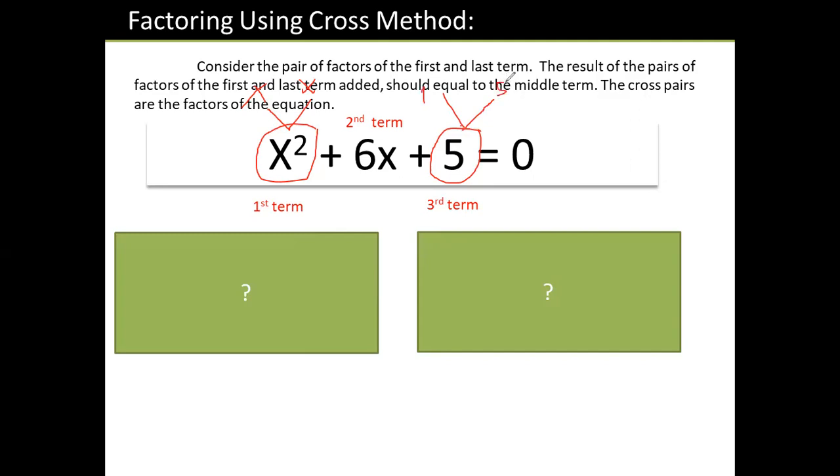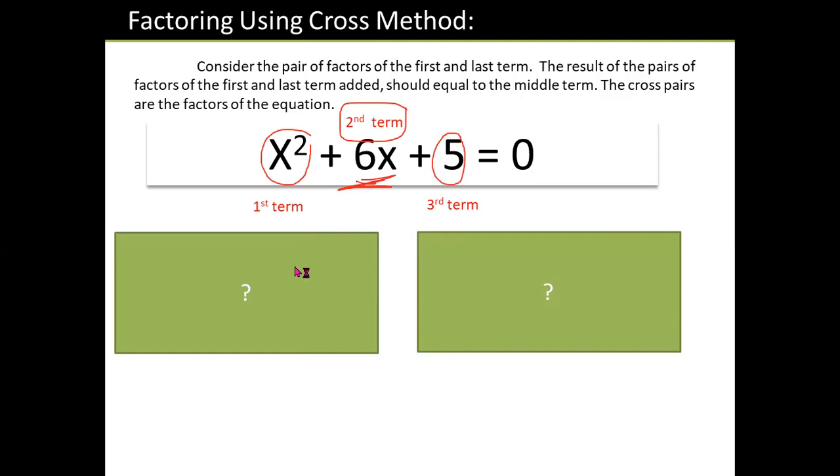Now, factoring using the cross method requires one thing: that when we factor out the first and the third term, we can get the second term. So that is important. We will factor out, but see to it that we can get the second term.